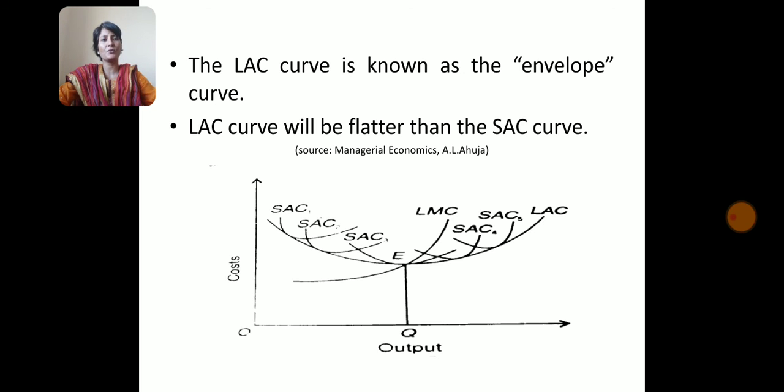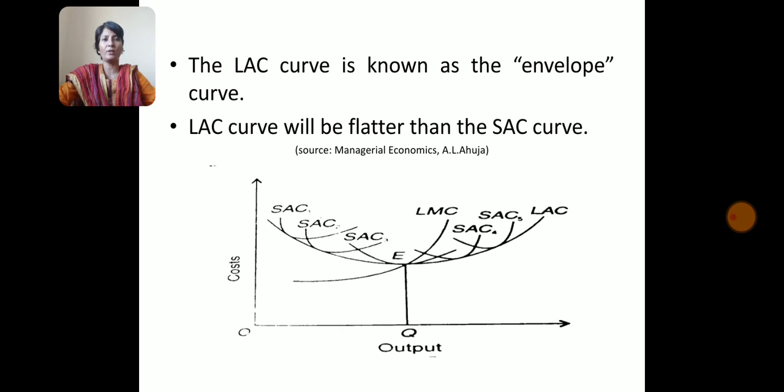In constant returns to scale, the output doubles by doubling the inputs and the LTC, that is long run total cost, increases proportionately with the rise in output. Thus, LAC remains constant. In decreasing returns to scale, the output doubles by using more than double the inputs, so the LTC increases more than proportionately to the rise in output. Thus, LAC also rises. This gives LAC its U shape.